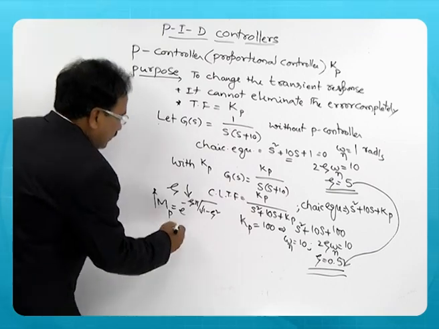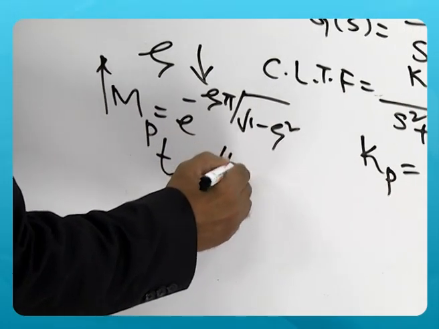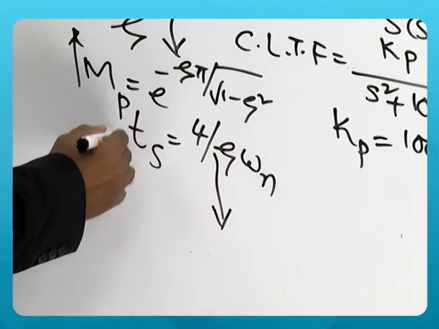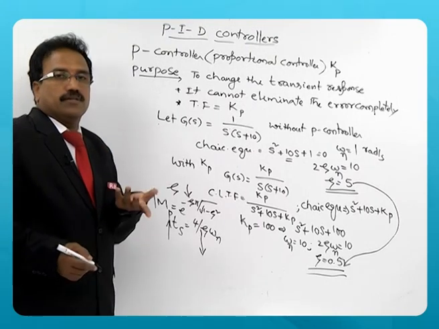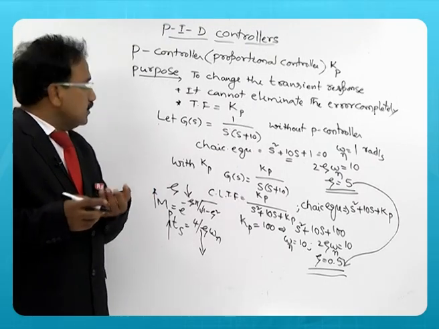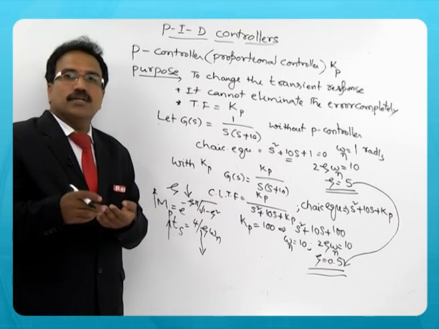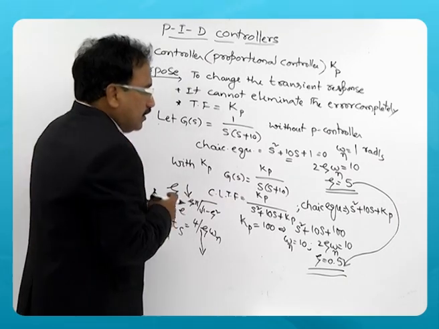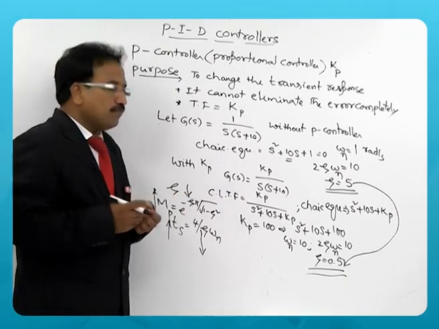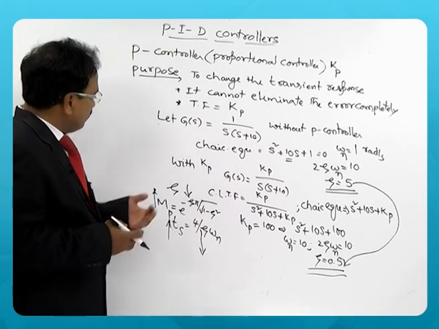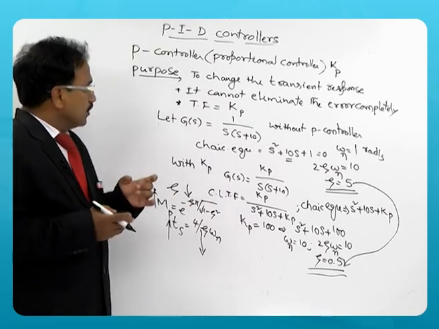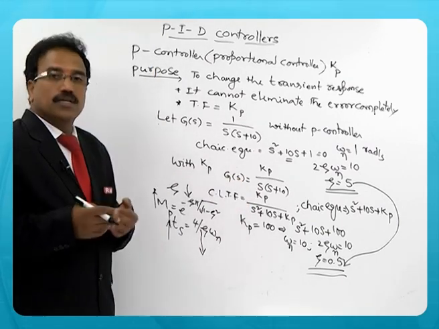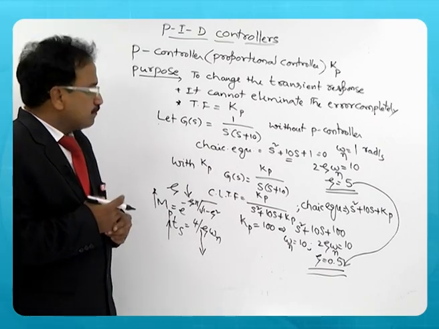Similarly, the settling time Ts is equal to 4 by zeta omega n. So as zeta is reduced, the settling time is also increased. That means the transient performance is not improved, but it is becoming worse when you have Kp of 100. So the values of Tp, Ts, and peak overshoot, you need to choose such that the value of Kp will help us so that the performance should not be too much worse in this case.